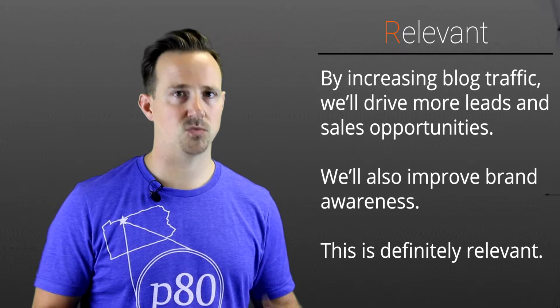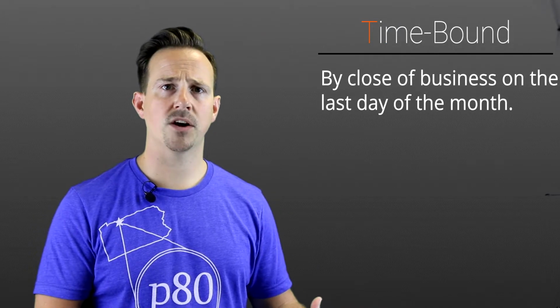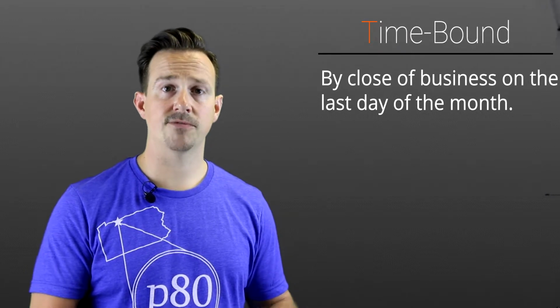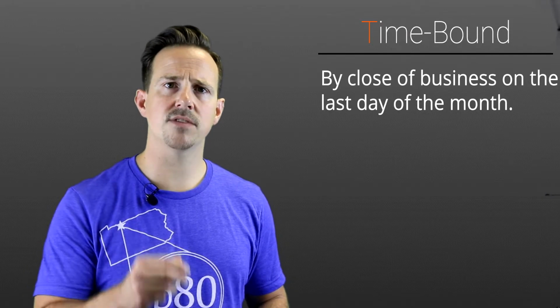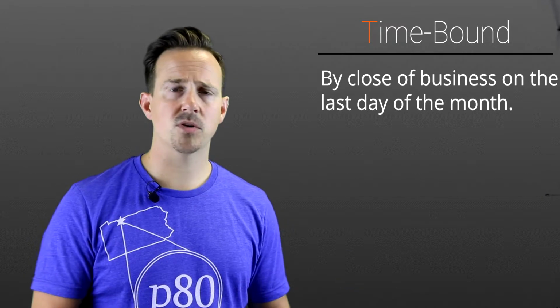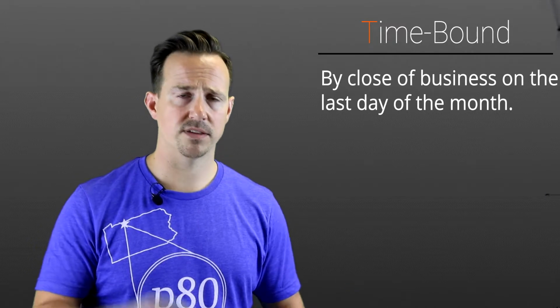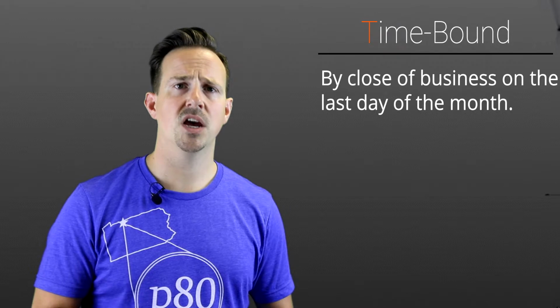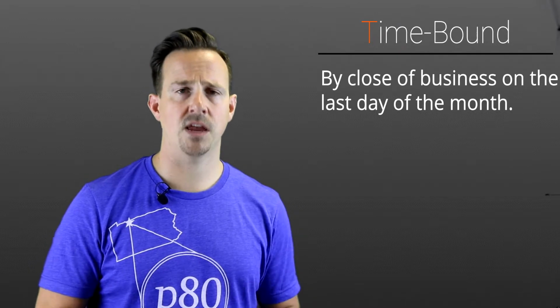Definitely aligns up and is relevant with company goals. Now, how do we make it time-bound? We say that we know we're basing our plan on data from last month, so we're saying by the end of this month. So if it's September, we're saying by the end of September, the last day of September, close of business, we're going to have seen a 6% increase in blog traffic.